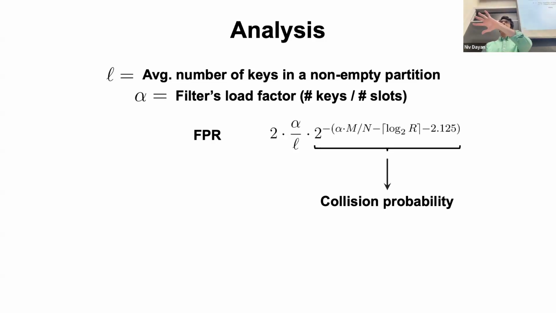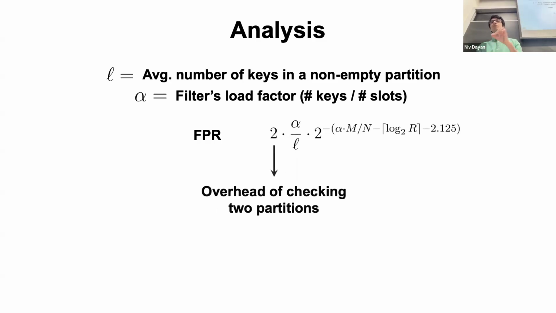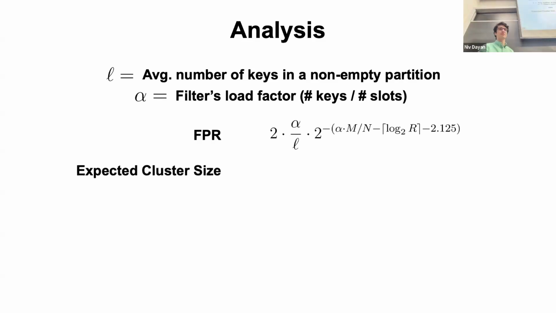So you just have to multiply that by the average number of memento boxes you check per query. And that's going to be like this: alpha over L. I haven't really spelled it out here, but you can verify that it's the average number of memento boxes per slot or per run. And we multiply that by 2 because in the worst case, you check 2 partitions for a range query. So that's going to give you the overall false positive rate. Okay, so that's the false positive rate.